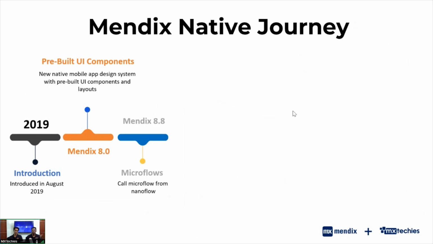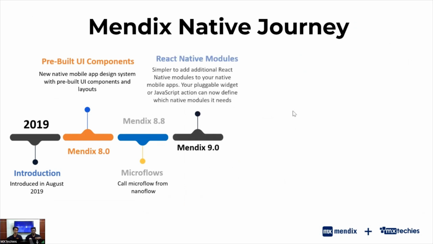Mendix 8.8 contains some great new features to build powerful native applications. One of the most requested features for native mobile apps is the ability to call a microflow from a nanoflow. In this way, you can interact with online resources, such as retrieving data from REST services, or access and use complex logic like Java actions.